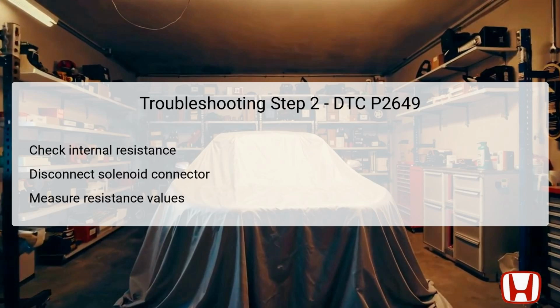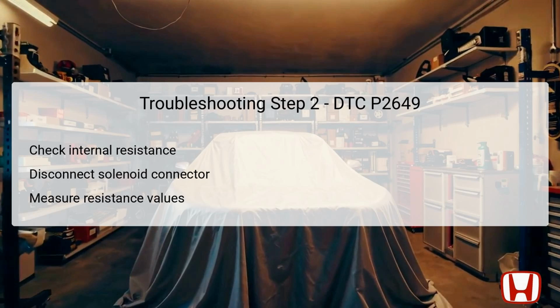Step 2 in troubleshooting DTC P2649 involves checking the internal resistance of the rocker arm oil control solenoid. Begin this process by turning the vehicle to the off mode to ensure safety during diagnostics. Next, disconnect the 2P connector for the rocker arm oil control solenoid, which isolates the component from the system for accurate testing.